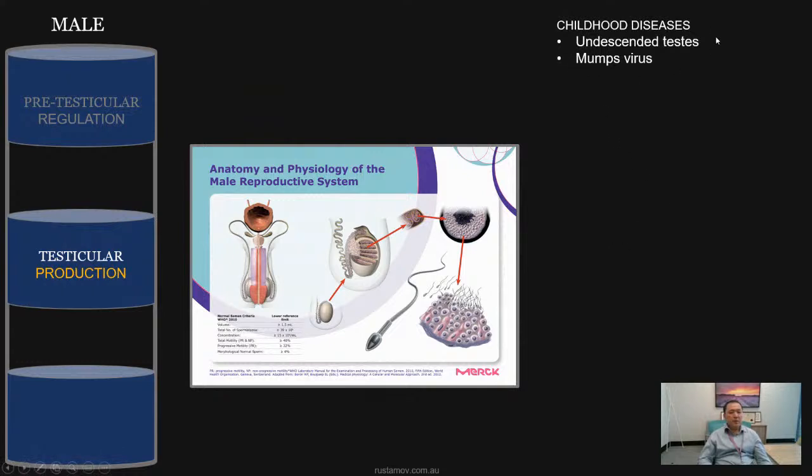So one category is the childhood diseases. Here we have two different types of disease conditions which can cause this problem. One is undescended testis, and the second one is mumps virus.